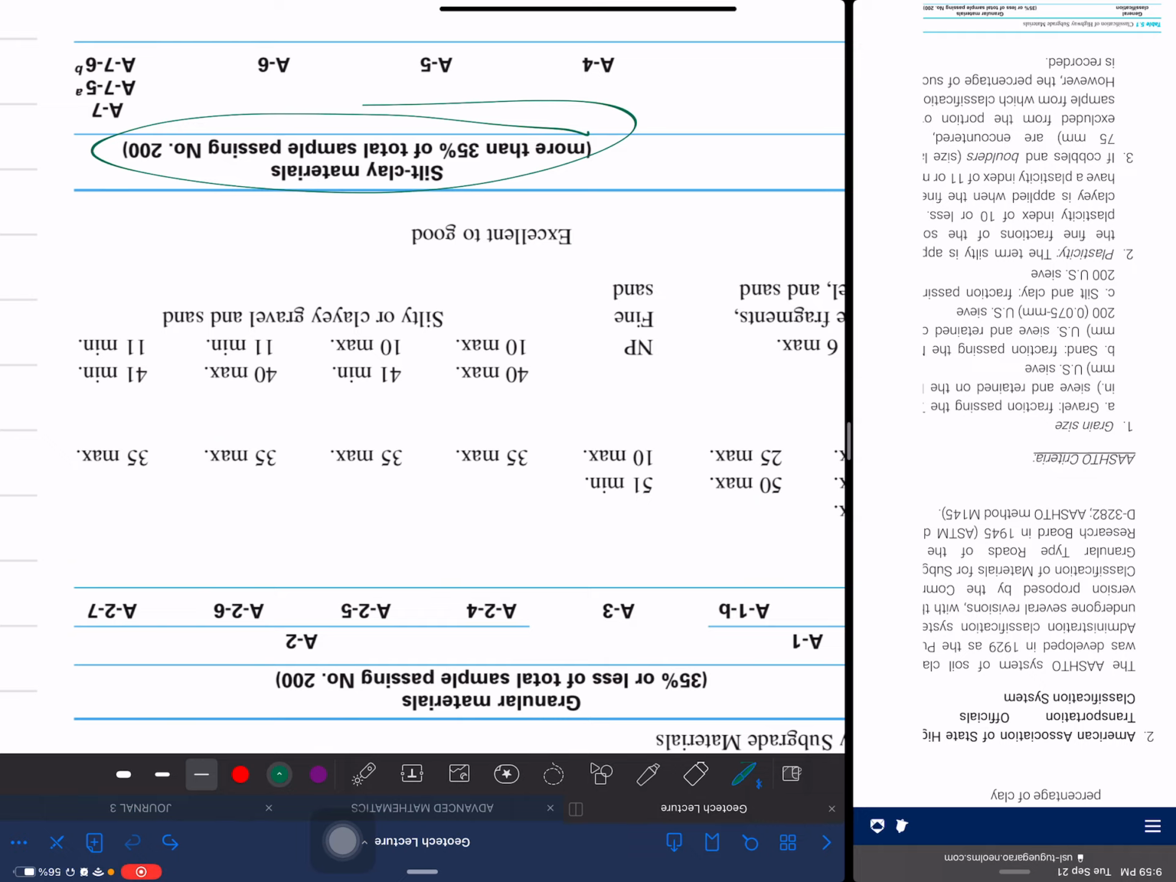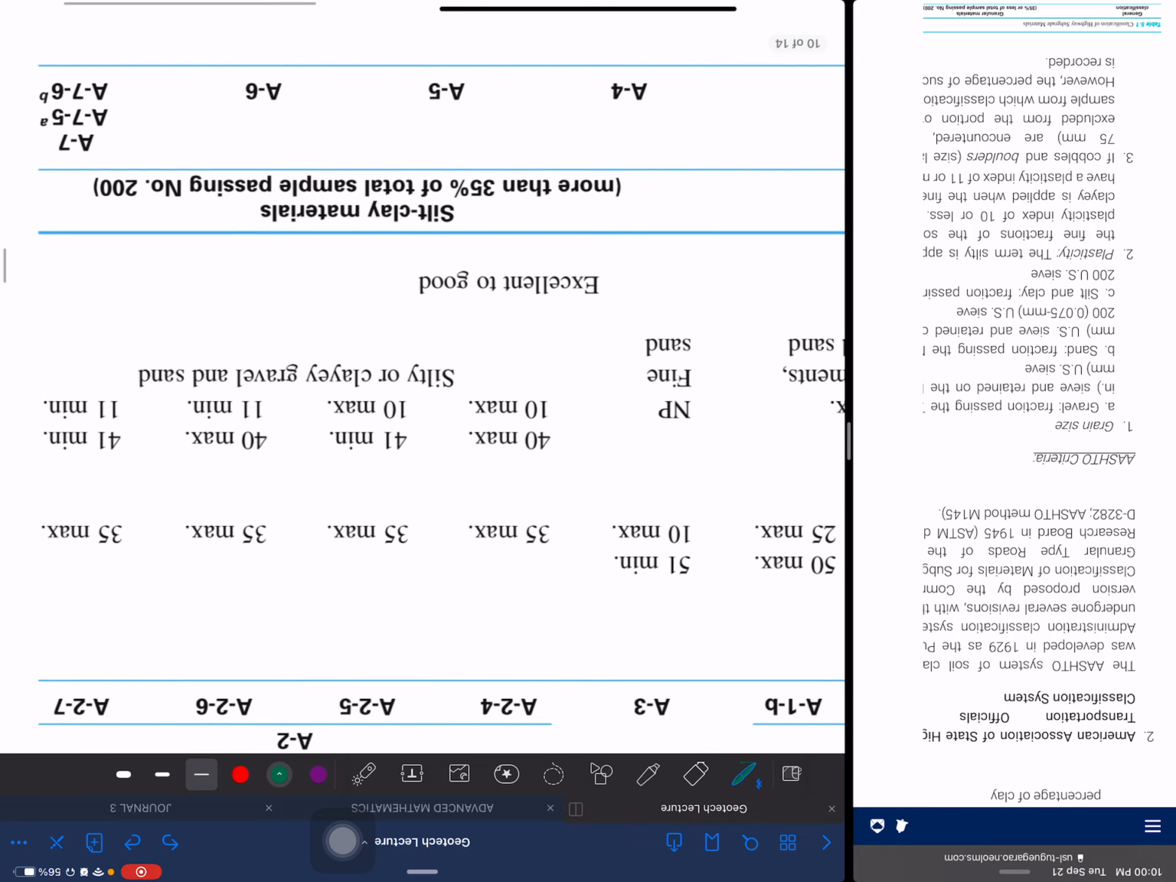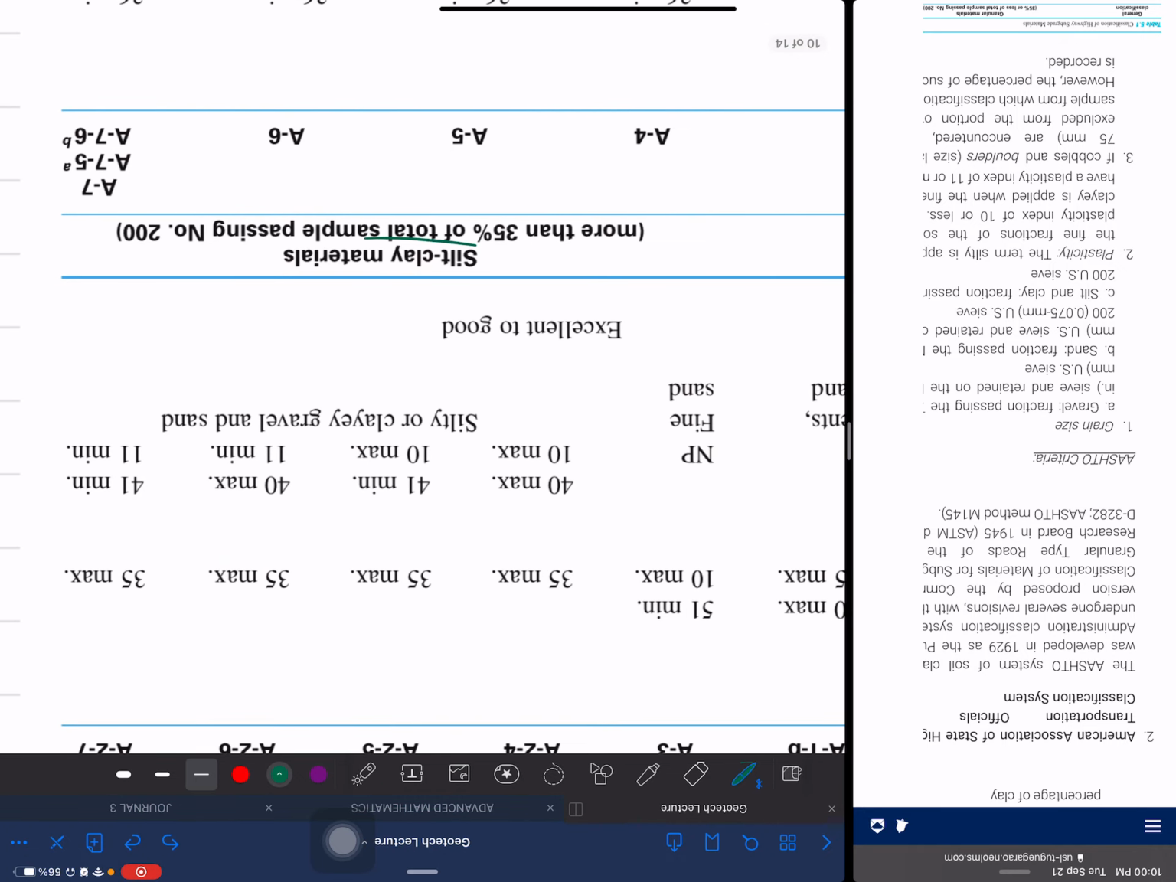Oh, I'm sorry about that. Okay, so baliktad. Okay. So 35% or less pala yung total sample passing number 200 sieve. I'm sorry about that, guys. Okay, medyo naguluhan na din ako. Okay. So kapag 35% or less yung passing sa number 200 sieve, that is already a granular material. Pero kapag greater than 35% ang passing sa number 200, magpo-fall na siya sa silty clay.